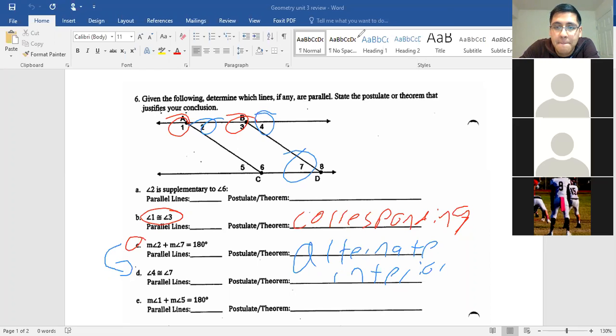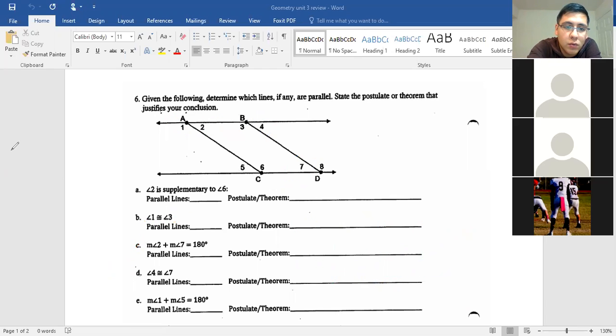And then finally, let's look at angles 1 and 5, which that one I do agree. It says that they are equal to 180, right? We have a large angle and we have a small angle. So they should be equal to 180. They are supplementary. And this is on the same side of the transversal. And they're on the inside, so we can say interior.